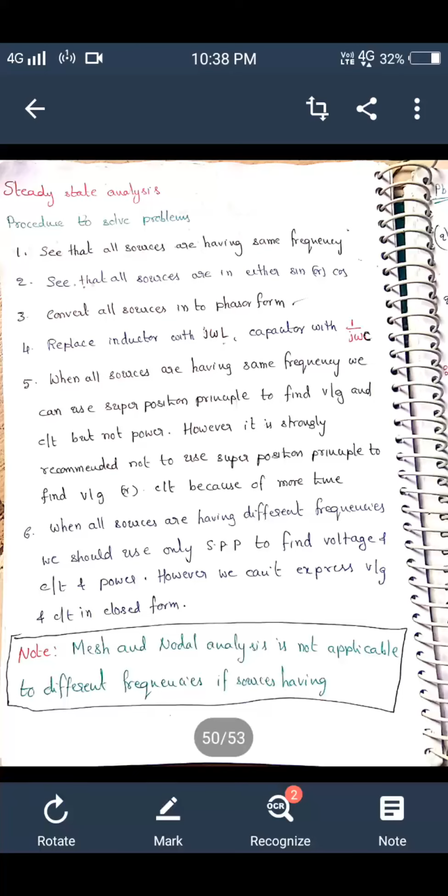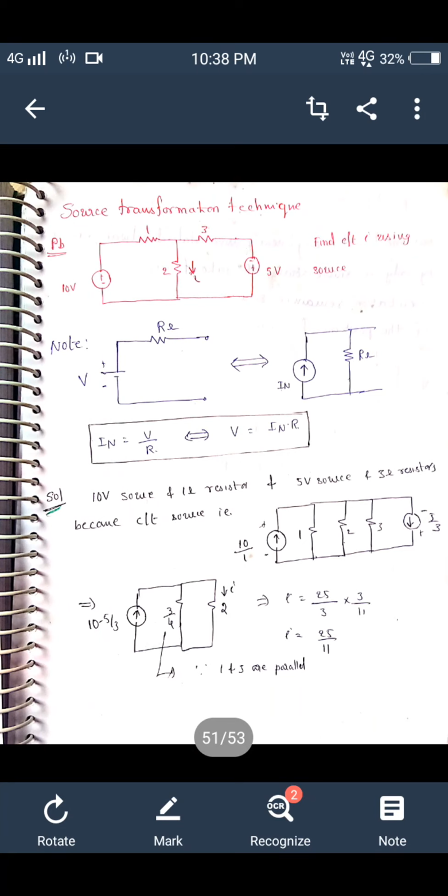In this session, the topics are source transformation technique and theorems. In our syllabus, we have superposition theorem, Thevenin's theorem, and Norton's theorem. First, let me explain about source transformation technique. It also has a simple theorem.